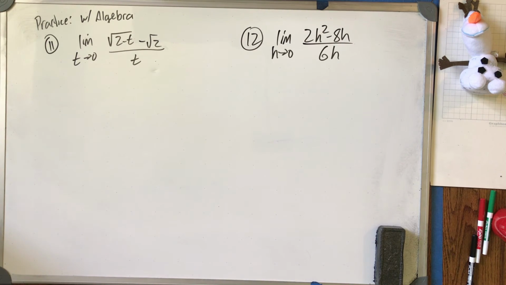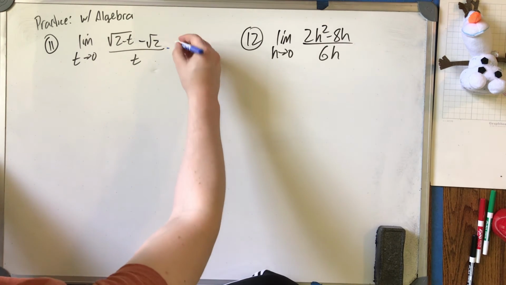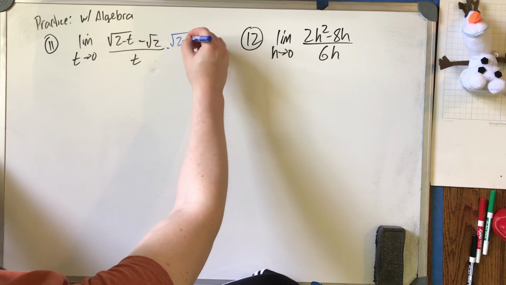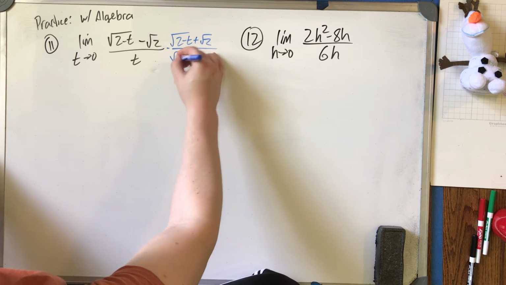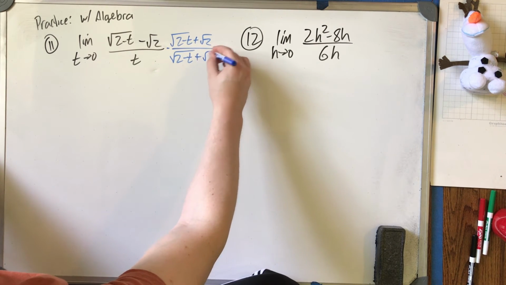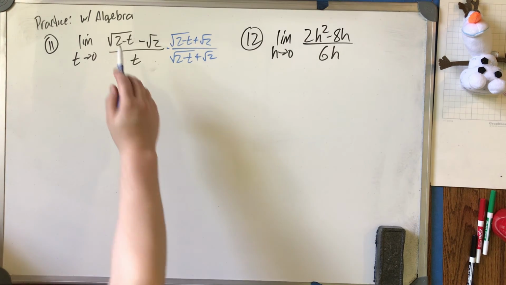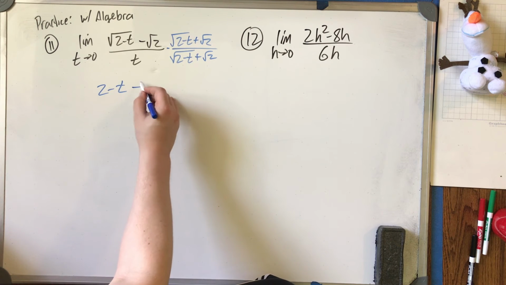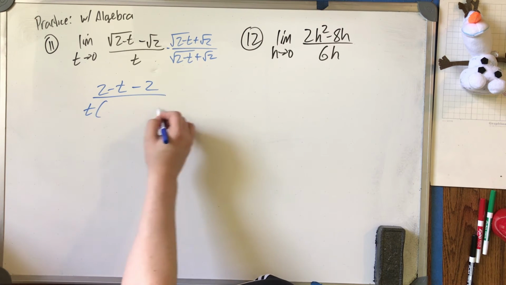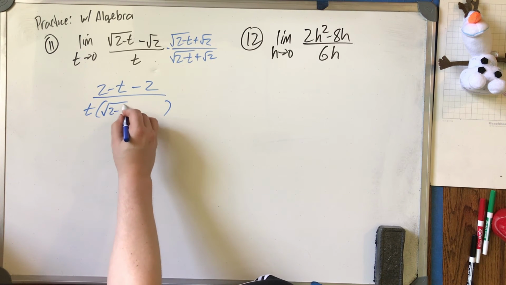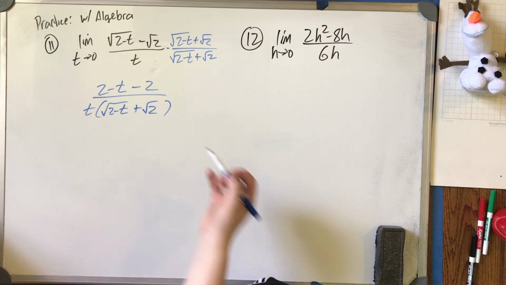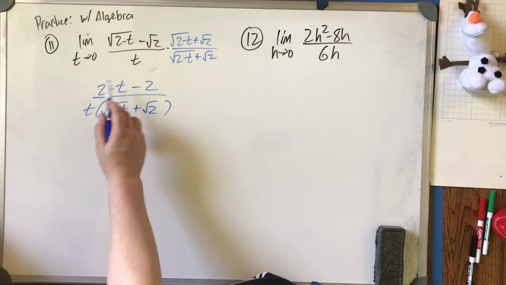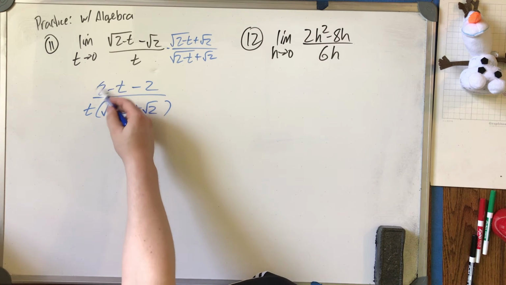We get 0 in the bottom. I'm going to do the conjugate method here, so I'm going to do the square root of 2 minus t plus the square root of 2. This is a lot of t's and 2's and plus signs. It's going to get a little confusing, but I will FOIL up top. I'm going to get 2 minus t minus 2 all over t, and I will leave the bottom part undistributed here. Okay, so up top, the 2 minus 2's are going to cancel each other out.